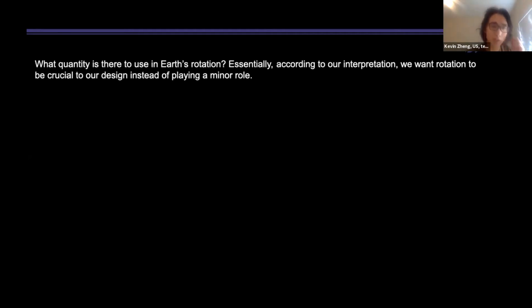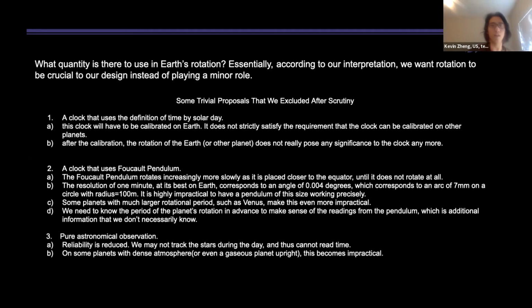So what quantity is there to use in Earth rotation? First of all, we want to rule out some possibilities, and we will later focus on our proposal. First, we can use a clock that uses the definition of time by solar day, which means that 24 hours is equal to a whole period of the rotation of Earth with respect to the sun. But this kind of clock has some disadvantages. Here I listed them in detail.